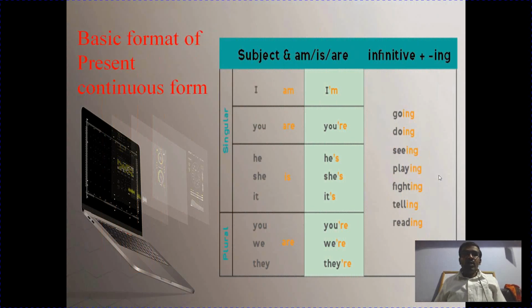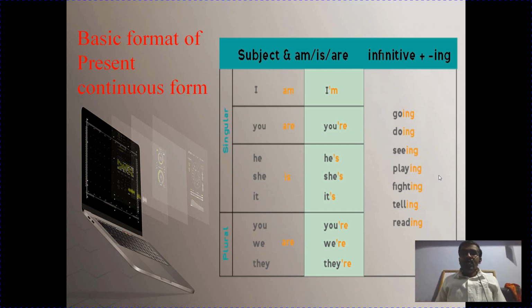In this slide I am going to give the basic format of present continuous tense. Each and every tense has its own format. So here, as we all know, the subjects are I, you, he, she, it, we, they. I, he, she, it are the singular forms, and you, we, they are the plural forms, and you is used in both singular and plural subjects.